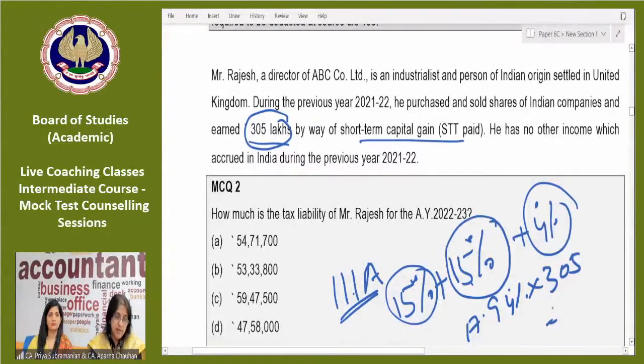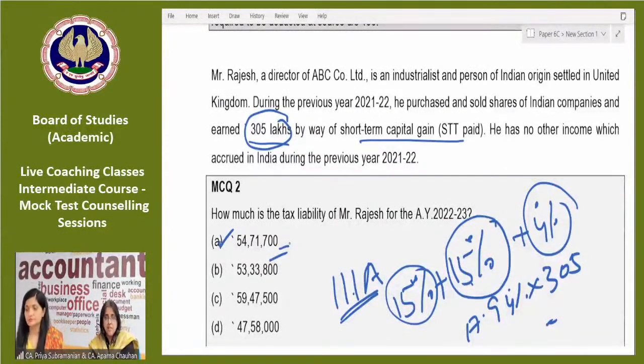So that will be this answer. 54,71,700 is the right answer. So here you just simply have to remember that surcharge only at 15% will be applicable even though the amount exceeds 2 crore. And the unexhausted basic exemption limit cannot be adjusted since the person is a non-resident, since he's settled in UK.